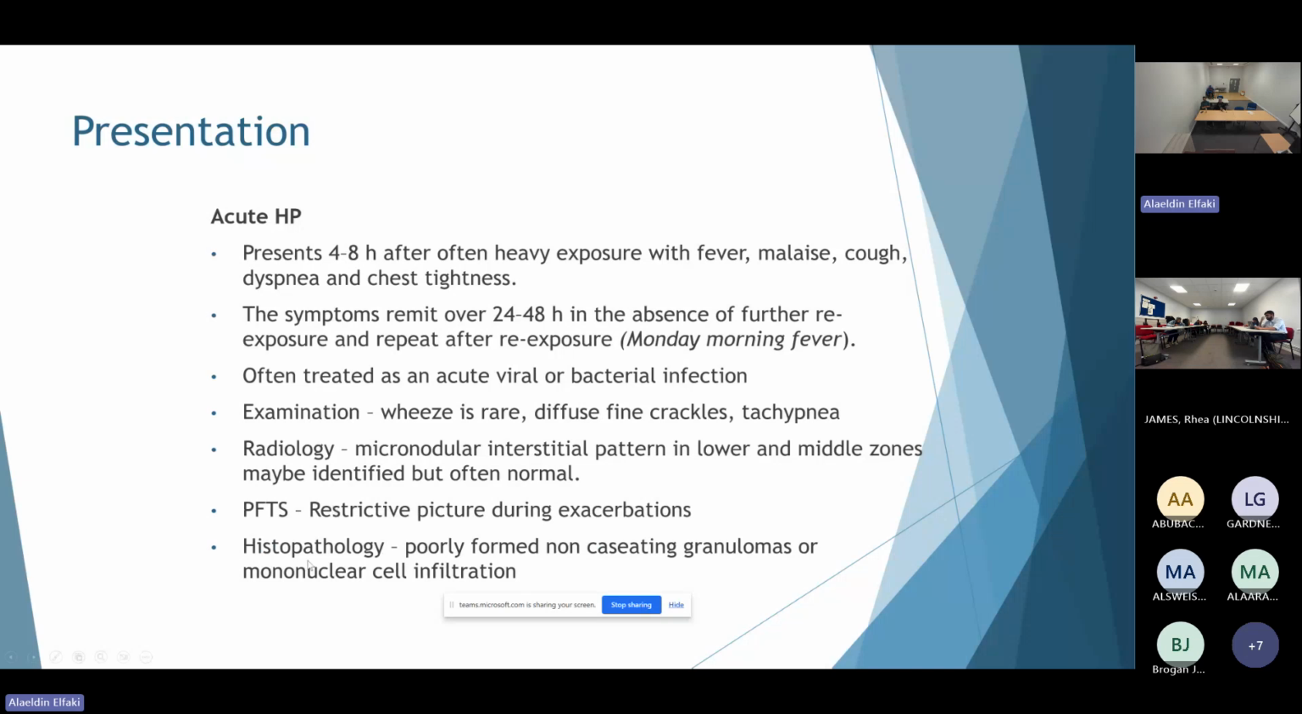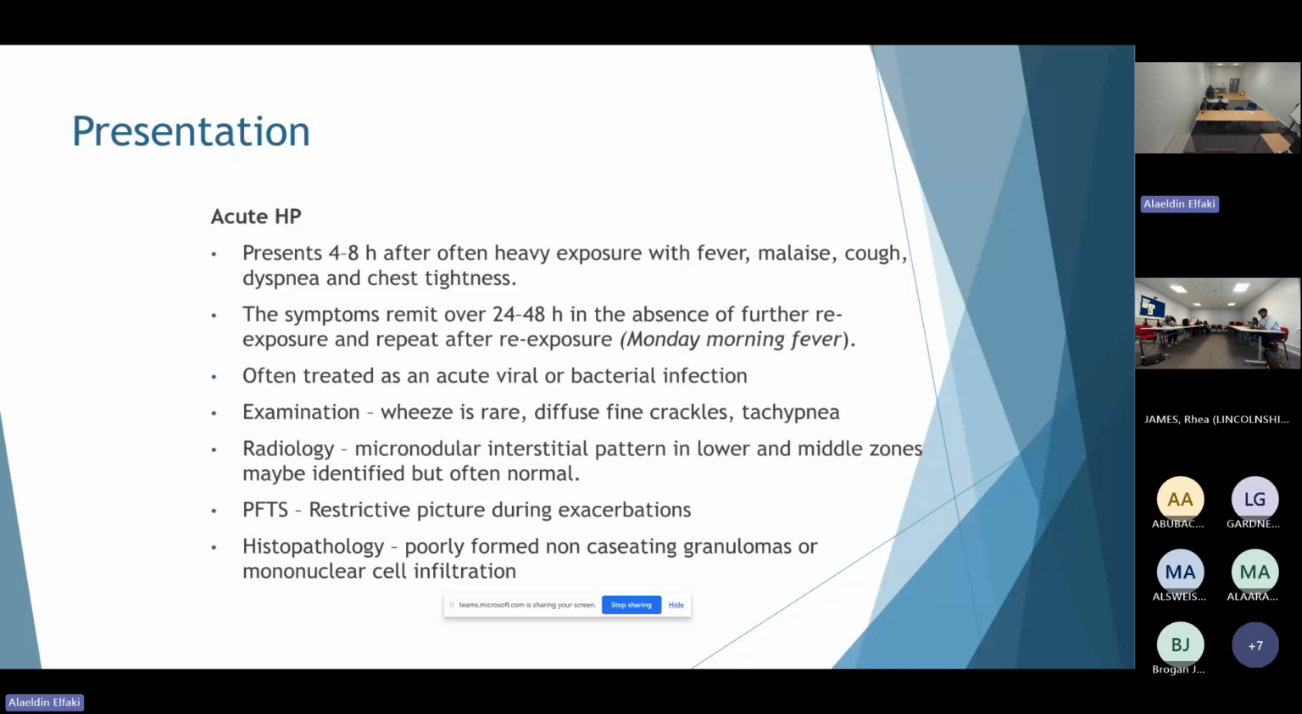Symptoms usually resolve within 24 hours if the patient stops exposure to the noxious antigen, and it is commonly misdiagnosed as a viral or bacterial infection. On examination, you might see crackles and wheeze. Radiologically, you might see some micronodularity on a chest X-ray or CT scan.